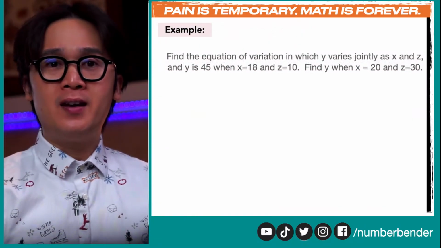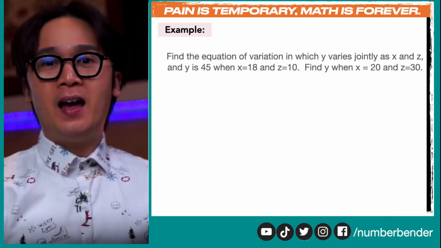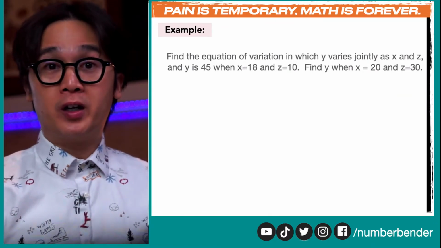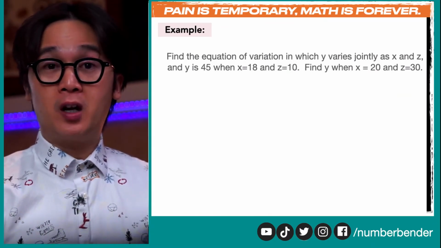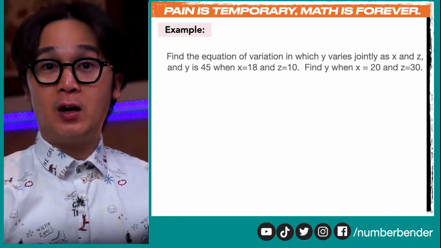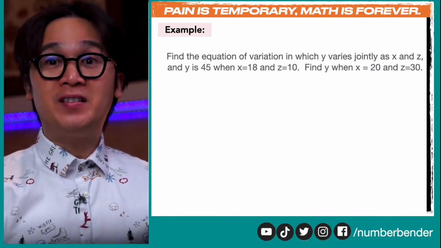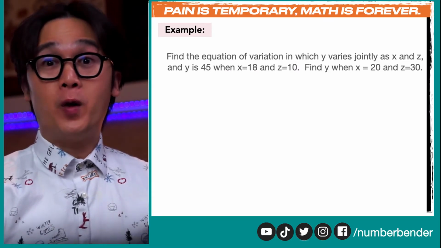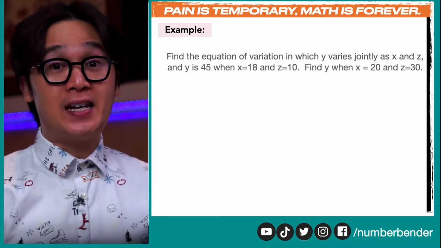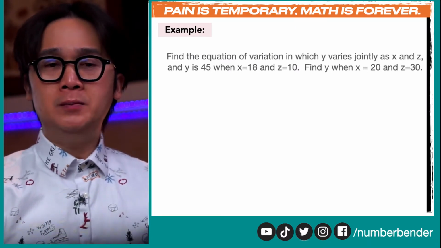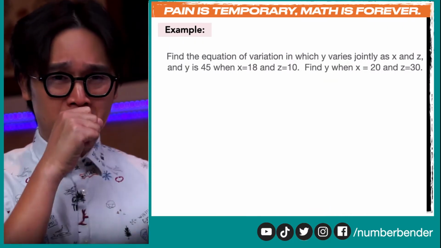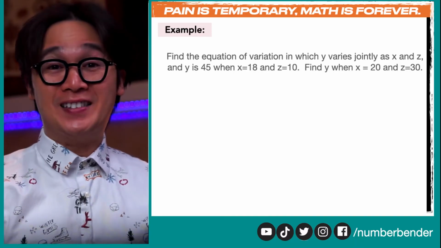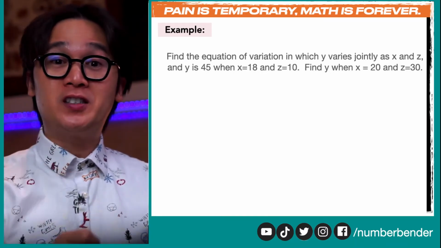Let's start with an easy one, where we need to find the equation of variation. That means we're going to be working with the formula we provided a while ago, in which y varies jointly as x and z, and y is 45 when x is 18 and z is 10. That's the first part of our word problem. The second part is to find y when x is equal to 20 and z is equal to 30. So there are two parts of this word problem.